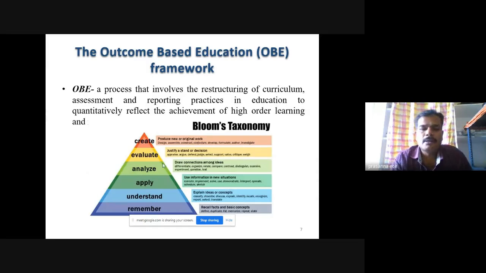Anyway, you can look up this slide. I'll be sharing this presentation with you, so you can look up the different levels of learning. I'm showing these levels of learning because our assessment pattern will be based on them. You can identify which question is remembering type, which question is understanding type, and based on the level, marks will be given.